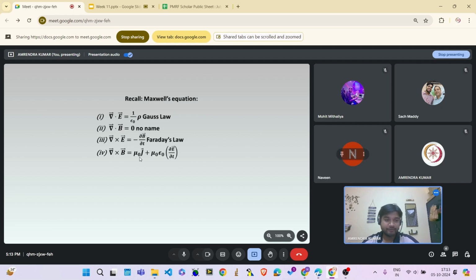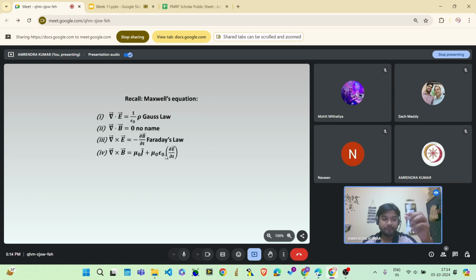And then the fourth equation is del cross B is equal to mu 0 J plus mu 0 epsilon 0 del E over del t. What does this mean? You have seen that this is due to Ampere's law, but there is this additional term, mu 0 epsilon 0 del E over del t.